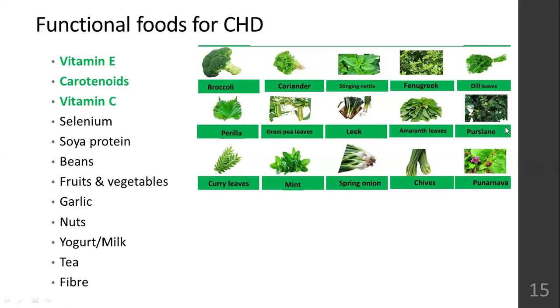Then carotenoids as well. All green leafy vegetables, along with that, yellow, orange colored vegetables, they all are good sources of carotenoids. Vitamin C, all citrus fruits. Okay, you all know which fruits and vegetables are great in vitamin C. Amla is the best source of vitamin C. Next is guava, that is amrud. Pomegranates, red grapes, pineapple, banana. These all are good sources of vitamin C.